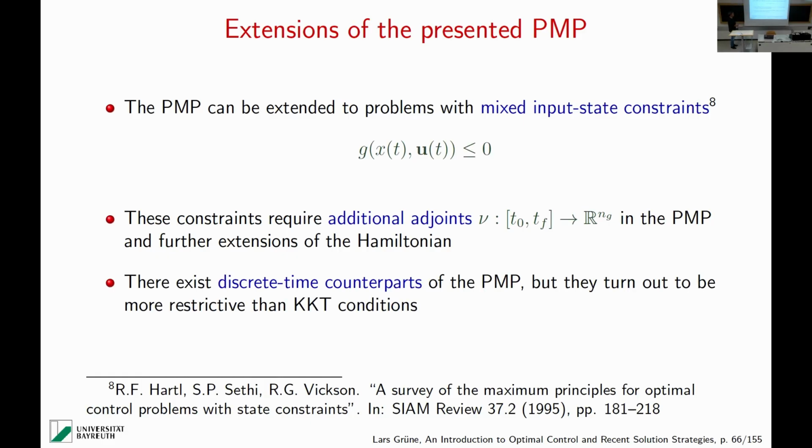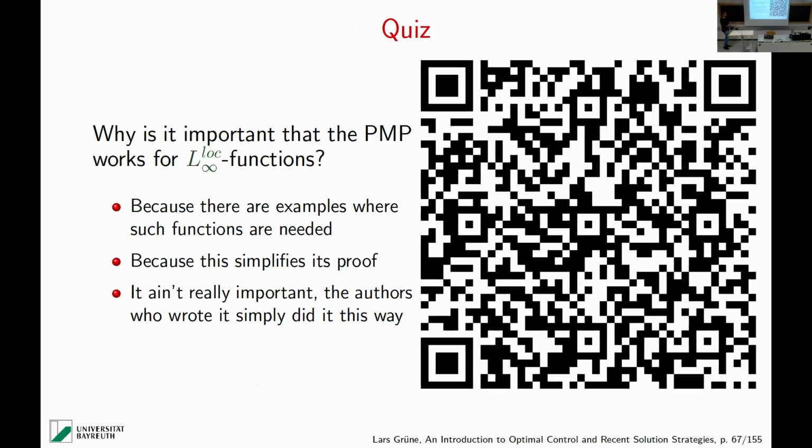And of course, a natural question is whether here we also have a discrete time counterpart. And yes, there are. They may have some value for infinite horizon problems. For finite horizon problems, it's usually easier to use just the KKT conditions that you know from static optimization. That will give you usually more information and something which is easier to use.